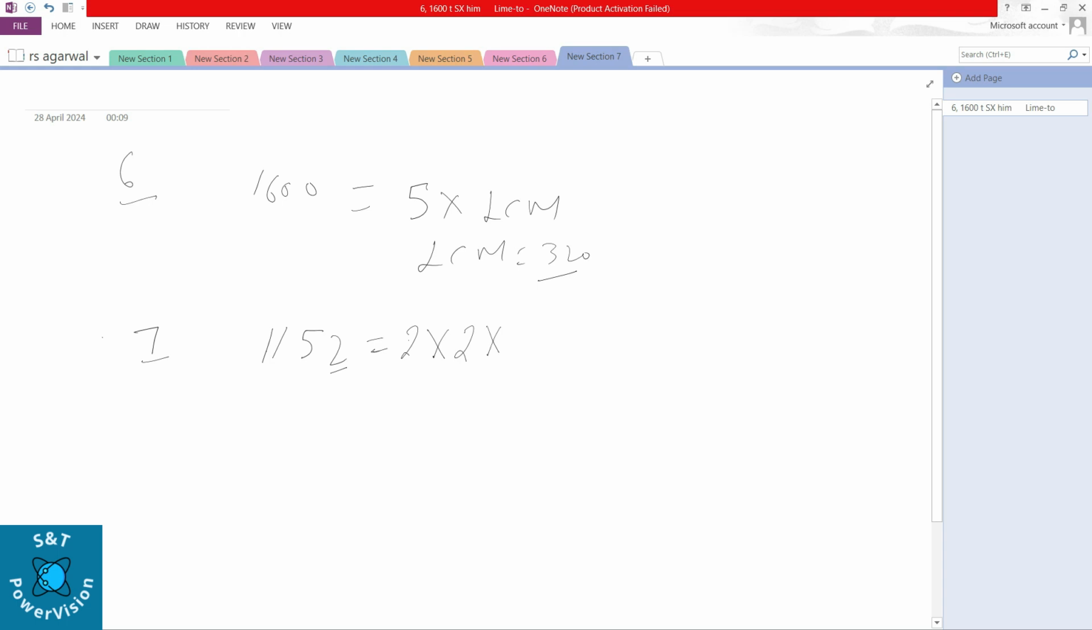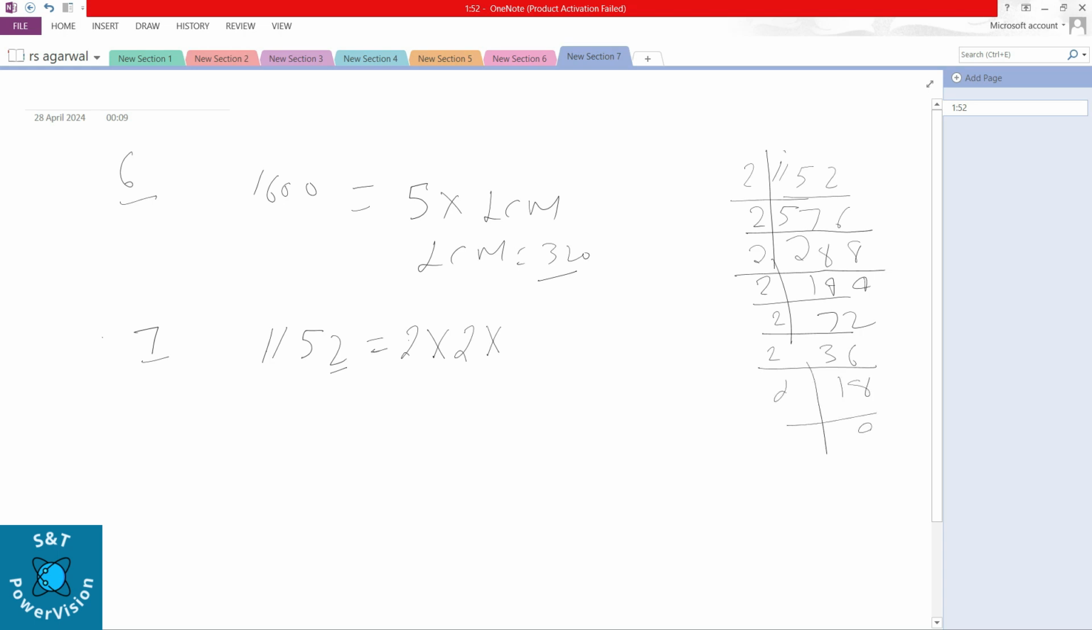We can take this approach here: 1152, divided by 2 is 576, 288, again by 2 is 144, again 2 is 72, again 2 is 36, again 2 is 18, again 2 is 9. So here, 1, 2, 3, 4, 5, 6, 7. So we can write 2 to the power 7 into 3 square.